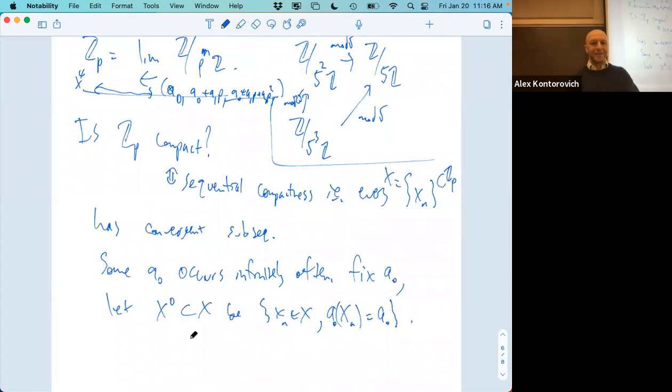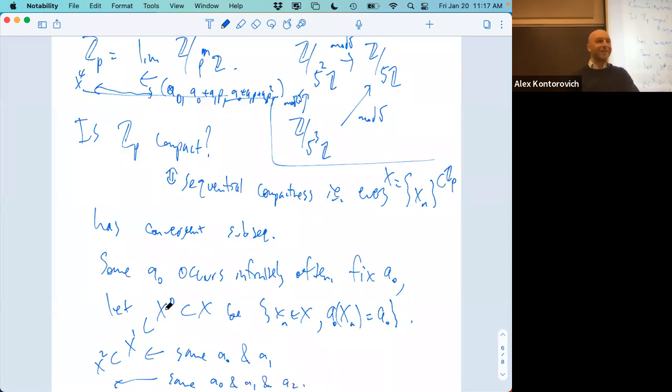Then I keep iterating. This is an infinite sequence. I only have finitely many options for A1. One of those is infinite. So I get this chain X0, X1, X2, and so on, where these all have the same A0 and A1, and these all have the same A0 and A1 and A2.